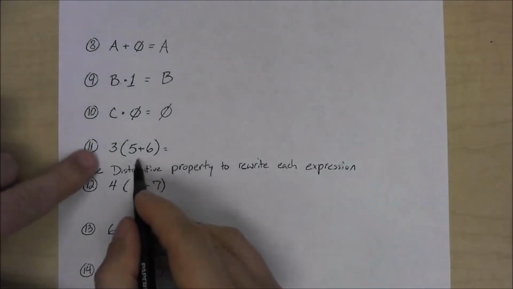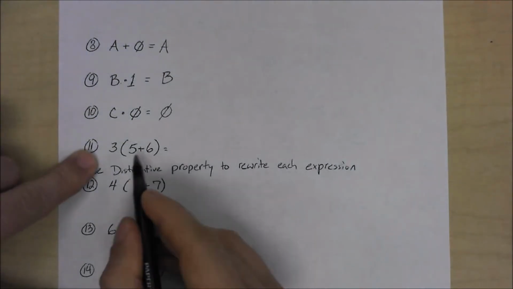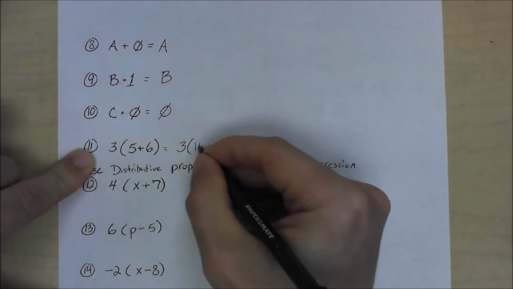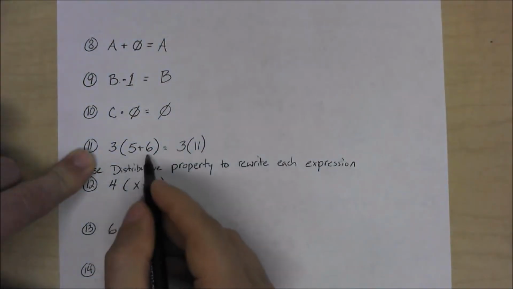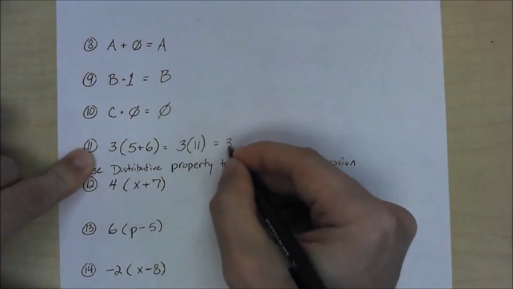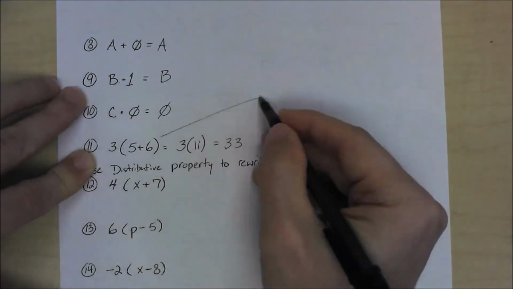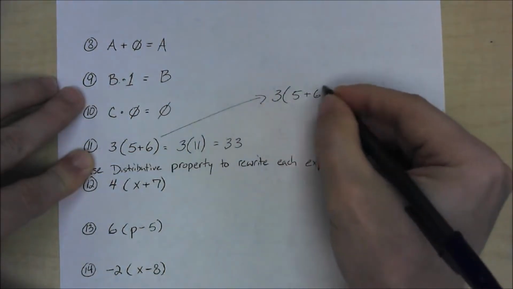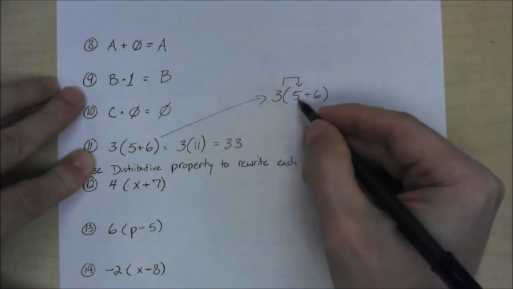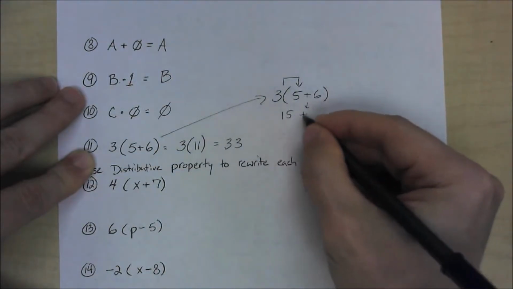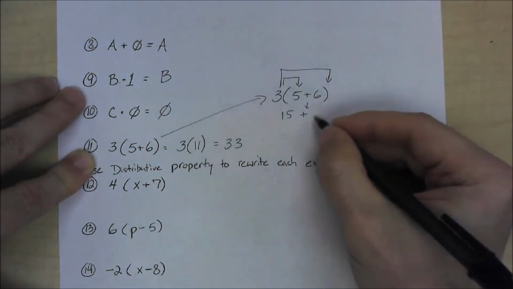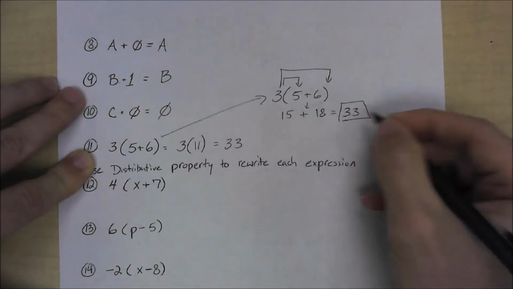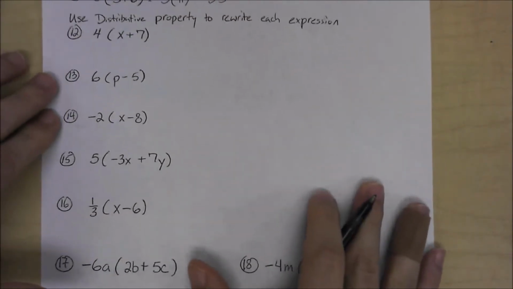Now for this one right here, I can actually solve this. You could do distributive property, but you don't have to. 5 plus 6 is 11. So we have 3 times 11. Remember, with order of operations, you do what's in the parentheses first. And 3 times 11 equals 33. If you did use distributive property to solve this, you'd still get the same answer. I'll show you. So if I rewrite this with distributive property, 3 times 5 is 15, plus 3 times 6 is 18, and 15 plus 18, 33.